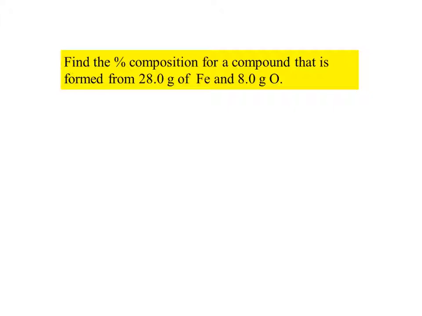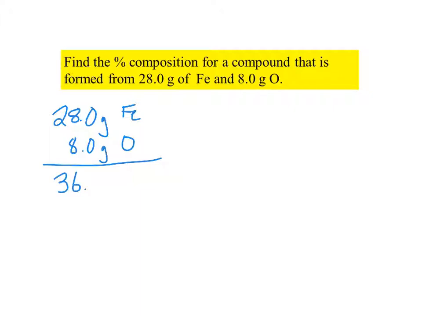So our first example says find the percent composition for a compound that is formed from 28 grams of iron and 8 grams of oxygen. So what we need to do is first find the total, because again it's part over whole. So I'm going to take 28 and I'm going to add it to 8. So 28.0 grams for iron and 8 grams for oxygen. When I add these values up, I'm going to get a value of 36.0 grams. And this is going to be our total amount.